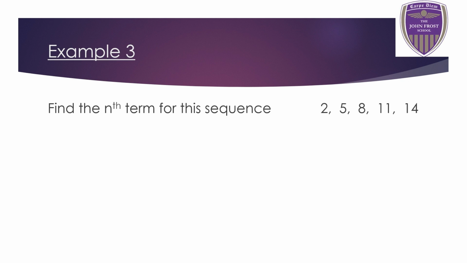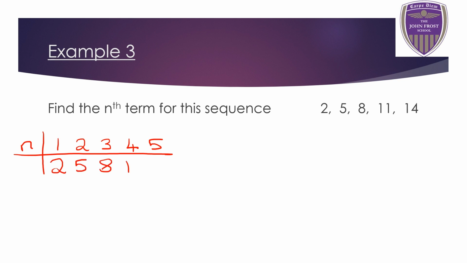Last example. So again, we're going to draw a little table for my first, second, third, fourth, and fifth number in the sequence. Now these numbers are 2, 5, 8, 11, and 14. Thankfully, again, the numbers increase by 3 each time. So it looks like we are looking at 3n again.